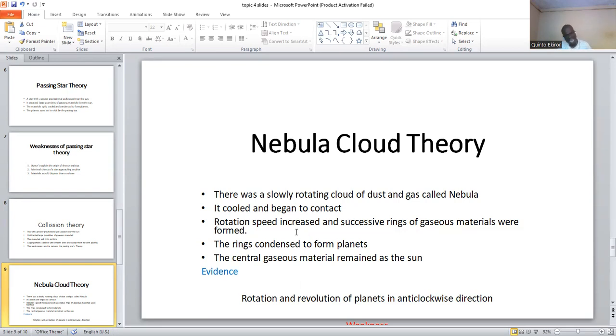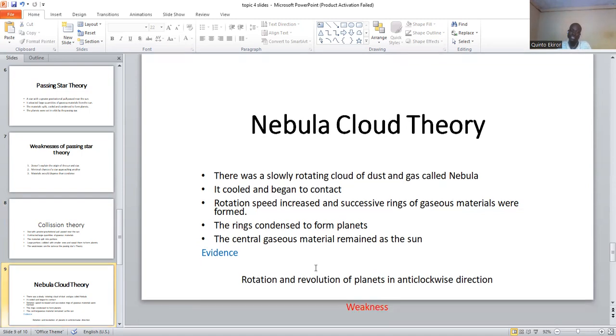While the speed of rotation increased, rings of gaseous materials were formed. The rings condensed to form planets. The central gaseous material remained as the sun. The evidence of this theory is the rotation and revolution of planets in anti-clockwise direction. Let's now see the weaknesses.